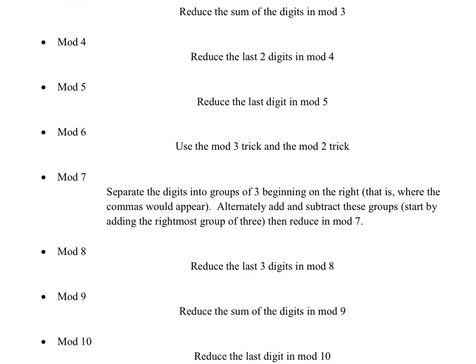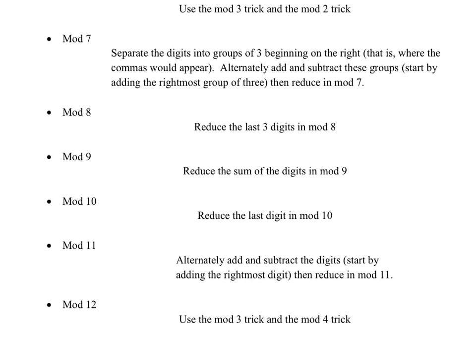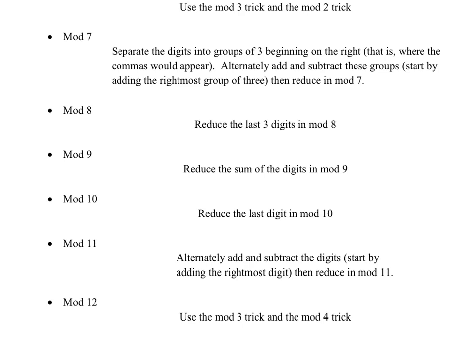In mod 8, it turns out that 10 to the power 3 is 0. So you would look at the last 3 digits. In mod 9, 10 to the power 1, just 10, reduces nicely to 1. So we add up all of the digits separately, groups of just size 1. In mod 10, 10 itself reduces to 0. So you just look at the very last digit.